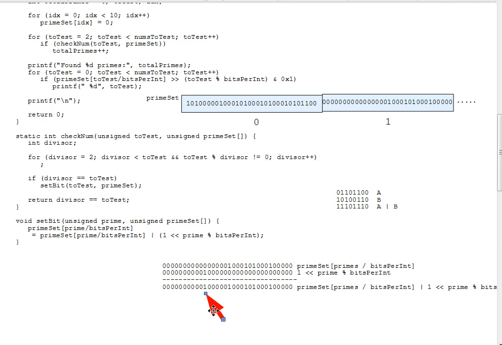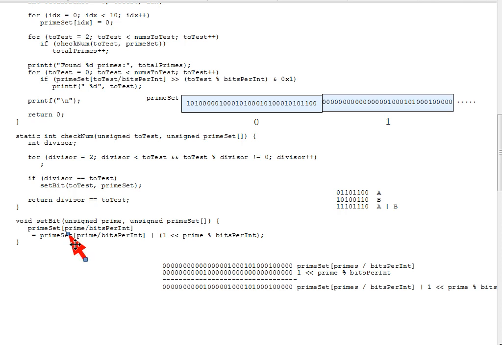And function setBit then assigns that result back into the correct index of prime set, completing the task. There's also a C ampersand operator, which works exactly like the OR, except that it does an AND on each bit pair. The resulting bit is 1 only if both corresponding bits in the operands are 1, otherwise it's a 0. We'll use the AND operation in the main function a little later on.